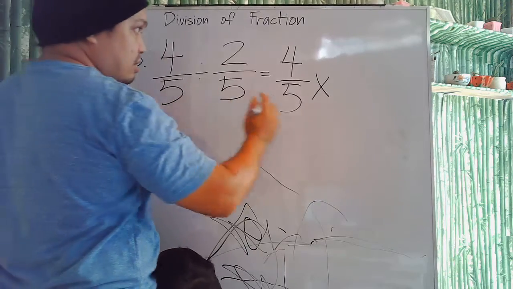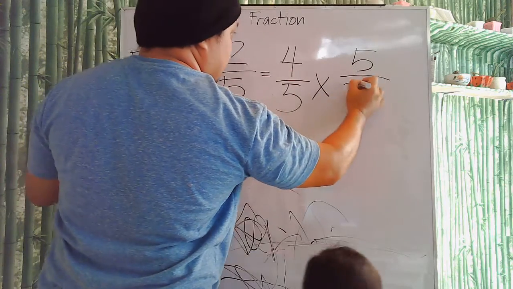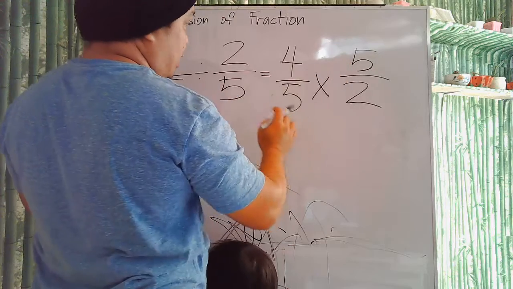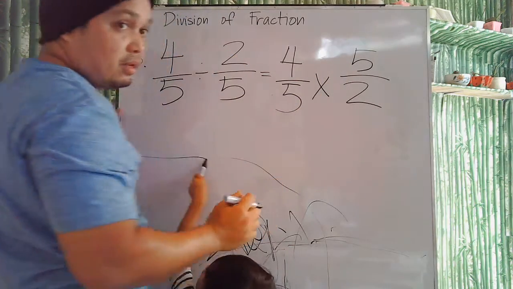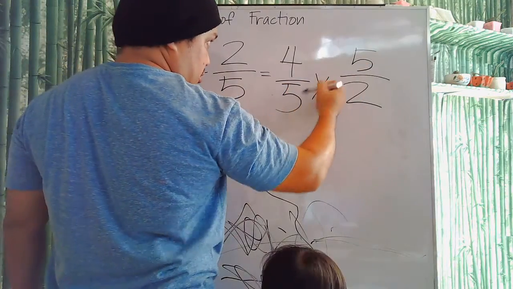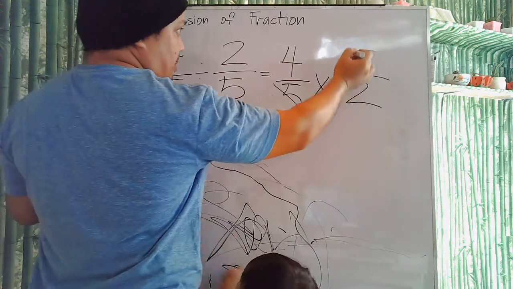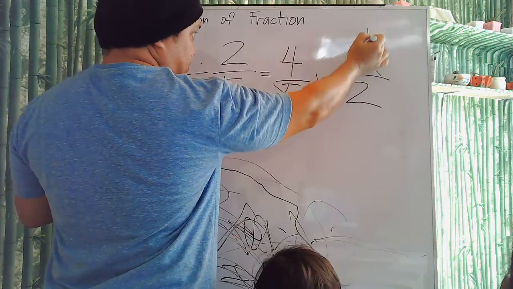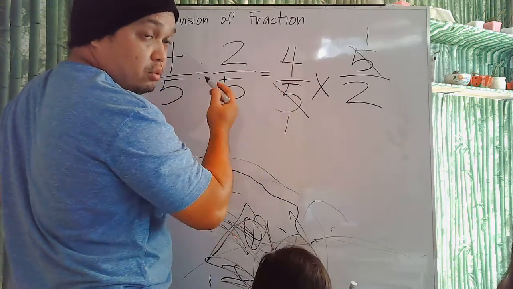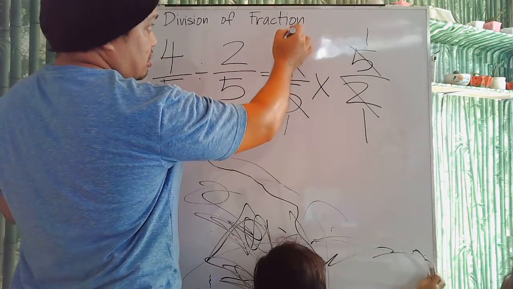5 here will become its numerator, and 2 here will become its denominator. Now we can use the cancellation method. We can divide this cross by 5. So 5 divided by 5 is 1, while 5 here divided by 5 is 1. And we can cancel this 2 also. We can divide them both by 2. Now 2 divided by 2 is 1, while 4 divided by 2 is 2.